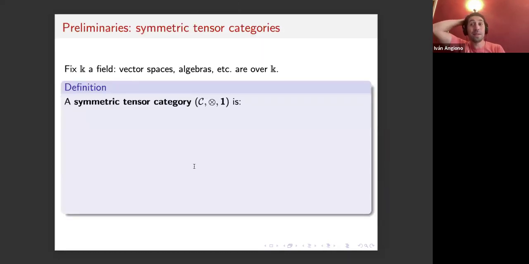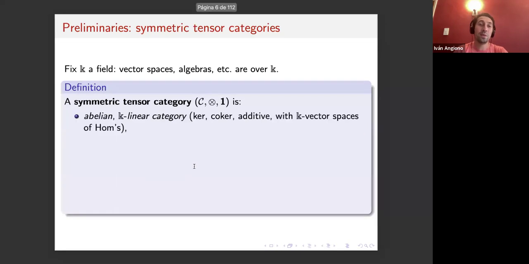This is about symmetric tensor categories. So first, I would like to introduce what I mean by symmetric tensor categories. When you talk about tensor categories, sometimes you mean that they are k-linear or not, and so on. Sometimes some people call tensor what is monoidal, so it's better to fix what I want to talk about. And what I mean by a symmetric tensor category is a category which is abelian.